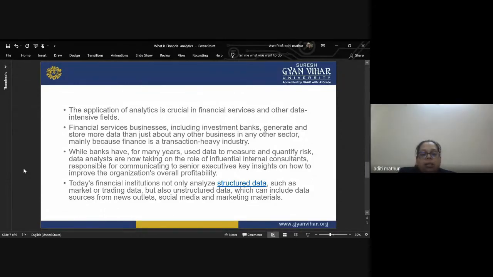Today's financial institutions not only analyze structured data such as marketing or trading data, but also unstructured data, which can include data from the news outlets, social medias, and marketing materials.